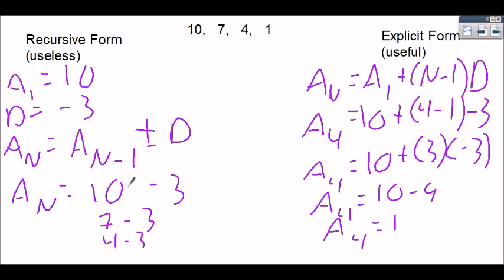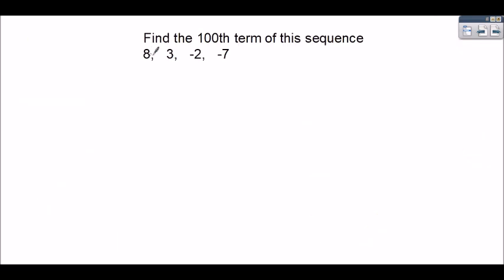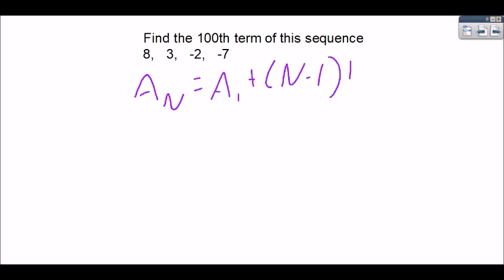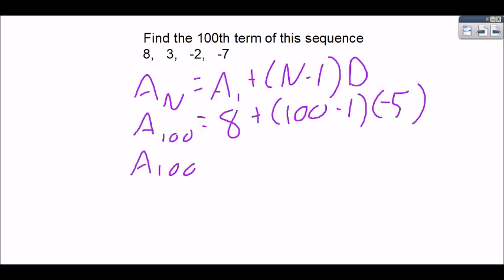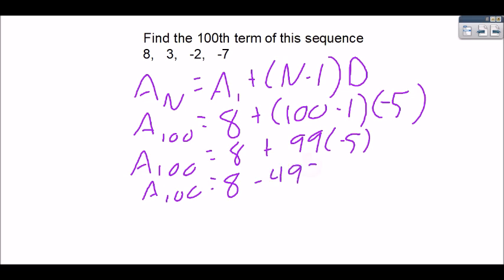So with recursive, I would have had to do 10 minus 3 and get 7, minus 3 and get 4, minus 3 and get 1. Here I just plug in my equation and it gets me the answer really, really quick. So when we're talking about the 100th term, this is way faster. So let's use our explicit form and find the 100th term of this sequence. So the 100th term of this sequence is negative 487.